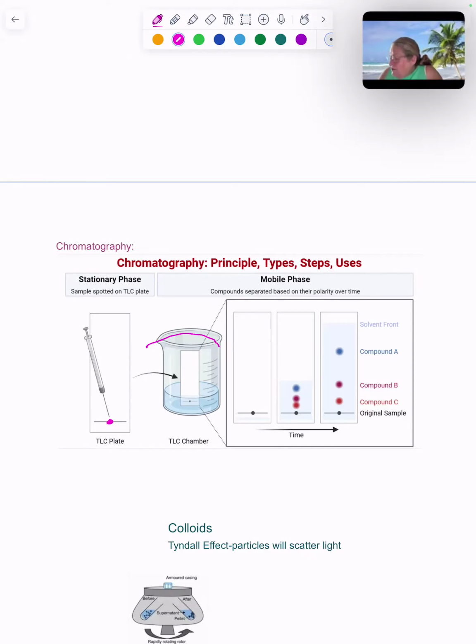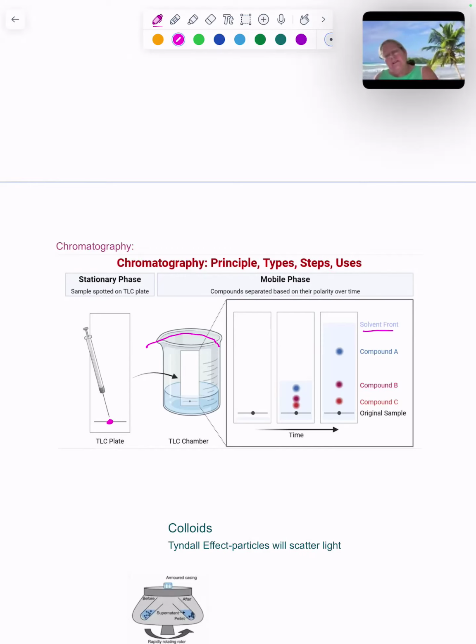The compounds that travel as far as, or close to as far as, the solvent have a polarity close to that of the solvent. The ones that don't move very much have a polarity less than the solvent. So you can see that it'll separate out. This is really fun to try with ink and water, or ink and rubbing alcohol, and you can make some interesting flowers. There are some cool craft ideas online you can find.